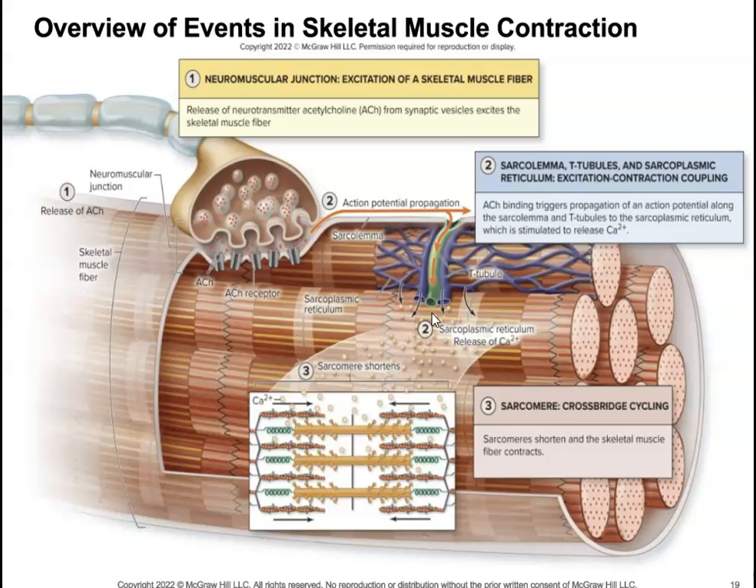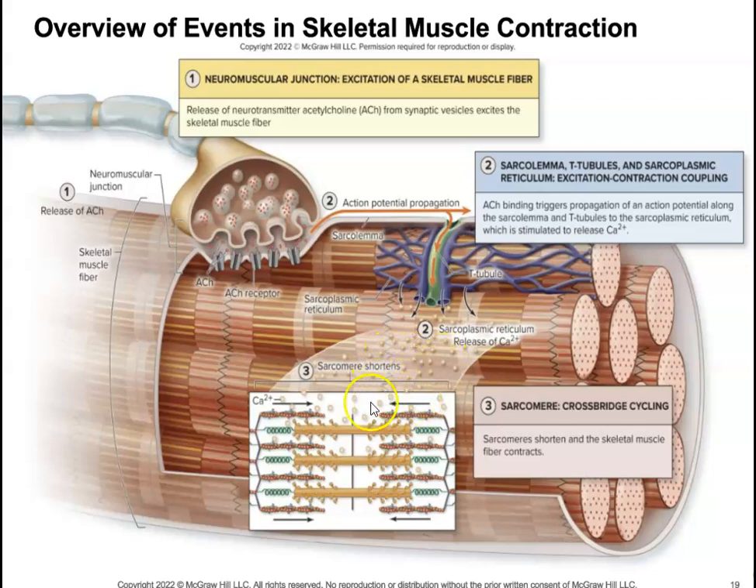So the sarcolemma depolarizes, the T-tubules that are part of the sarcolemma depolarize. That leads to this purple, the sarcoplasmic reticulum, releasing calcium. So as we mentioned in the previous video, the SR stores and releases calcium, okay? So that calcium gets released. You can see all the little yellowish looking bubbles down here. That's representing calcium. So the calcium is released from the SR.